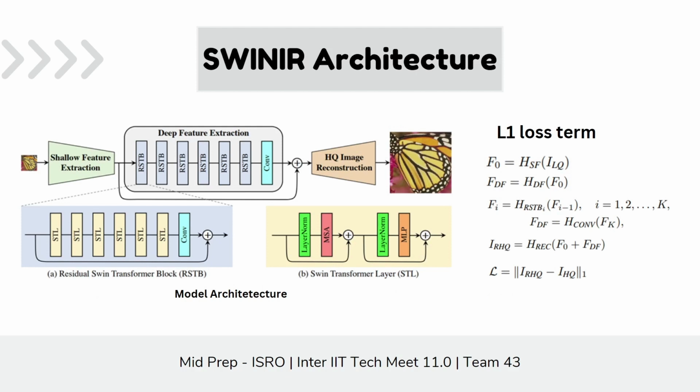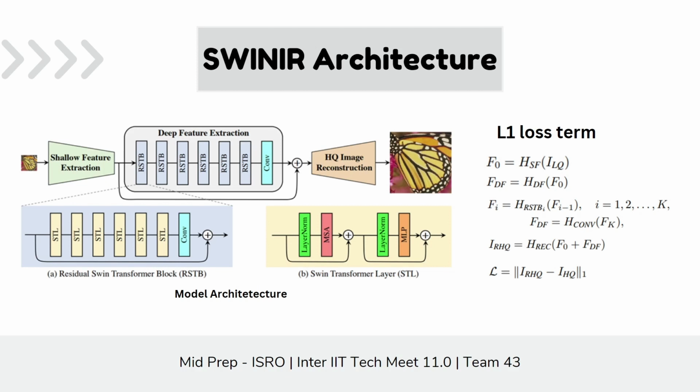The next approach involves using the SwinIR architecture for constructing the high quality image. As you can see in the diagram, there are two modules implemented, one for extracting shallow features and one for extracting high dimensional features. The shallow feature extraction is deployed using a 3x3 convolution layer. The deep feature extraction module is handled by residual Swin transformer blocks. Each residual Swin transformer block consists of Swin transformer layers followed by a convolution layer.